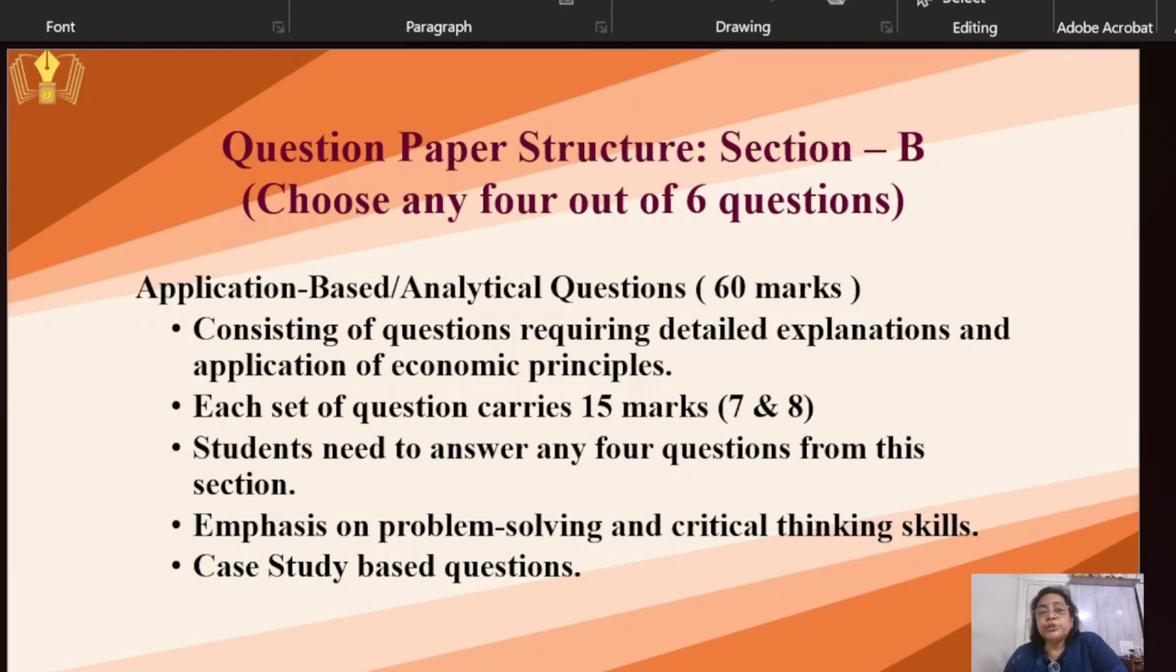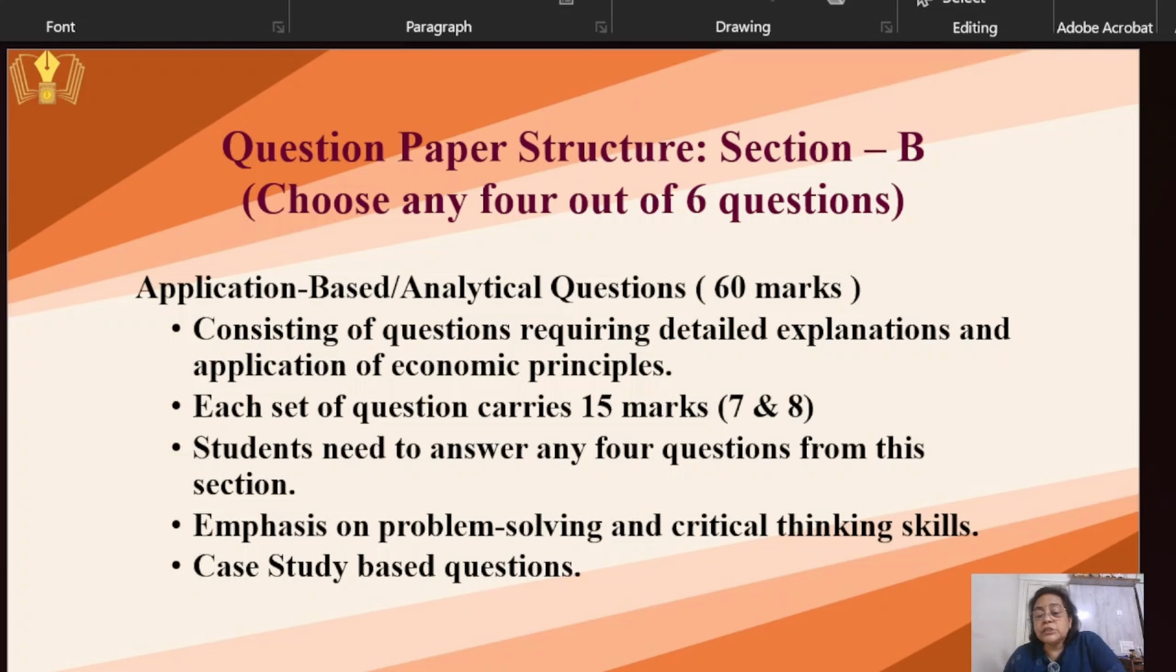For the 8 marker question you also need to write 4 points. There it will be treated as 2 into 4. And always remember, for the heading, that is the caption, you have got 0.5, and for the explanation, in case of the 7 marker, you have got 1 mark, and for the 8 marker, 0.5 is for the heading or the caption and 1.5 is for the explanation.